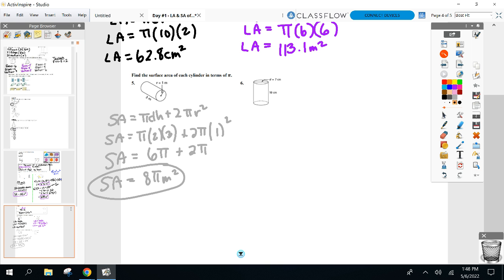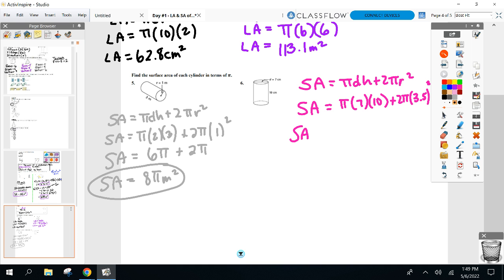And we're not even to the grand finale yet. All right, this cylinder. Diameter's given as 7, height of 10. But now radius should be 3.5, right? 3.5 square. 70 pi for your lateral area.